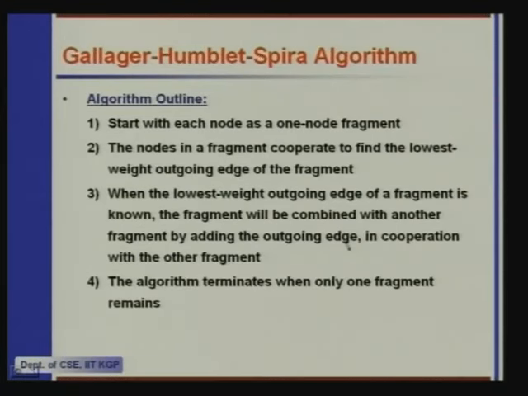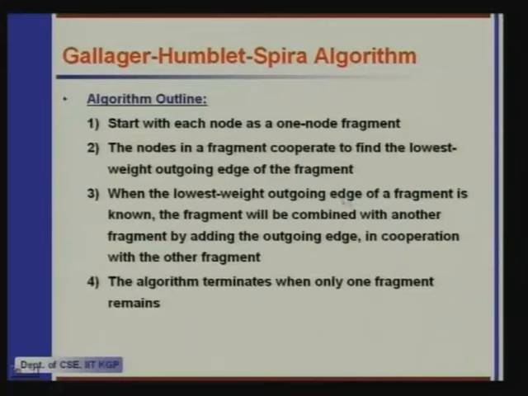The nodes in a fragment at any point of time will cooperate to find the lowest weight outgoing edge of the fragment. Okay. So, initially when you start with a one node fragment, what is the lowest weight outgoing edge? It is the lowest weight edge incident on that node, right. So, that is how it will start, and subsequently at any point of time a fragment will cooperate to find out the lowest weight outgoing edge, right.